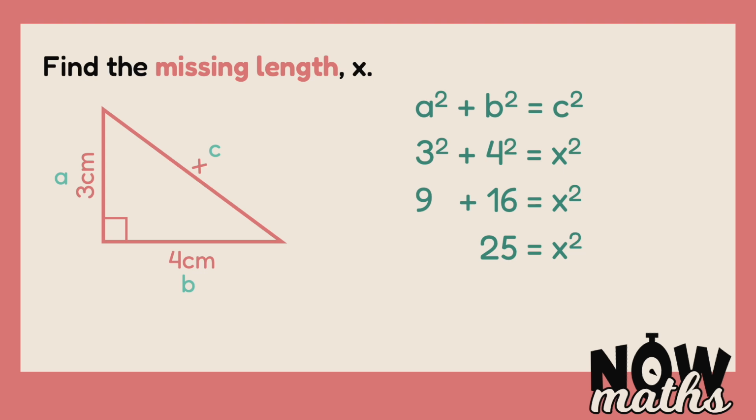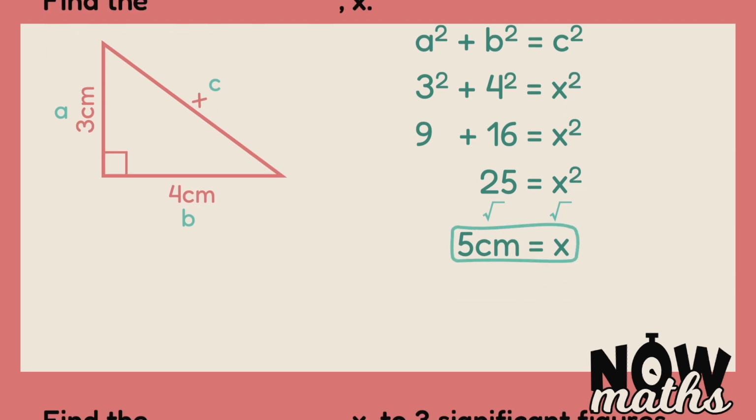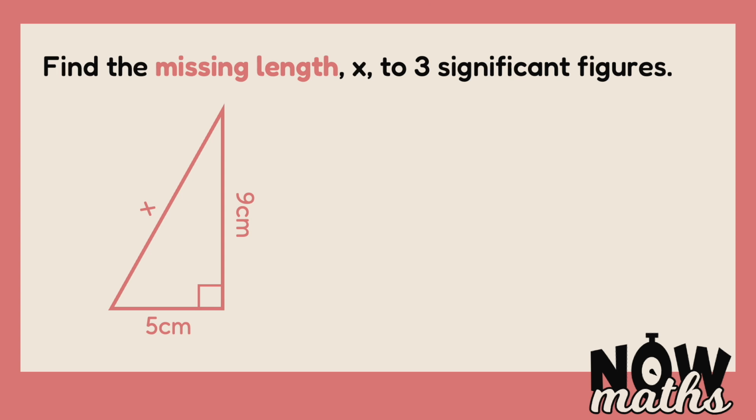We're trying to work out the missing length x, and the opposite of squaring something is square rooting. So if we square root each side, on the left we'll end up with 5, or 5 centimetres, and on the right we'll end up with x. So the missing length x must be 5 centimetres in this case. Now let's take a look at another example.